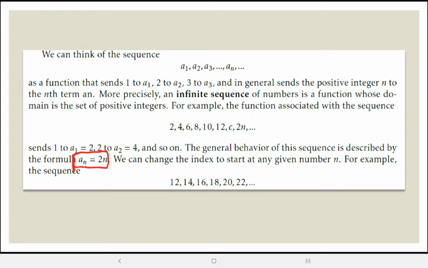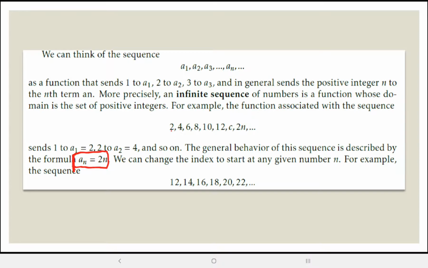Okay? So here we can change the index to start at any given number. For example, the sequence ito: 12, 14, 16. So parang in-adjust natin siya, no? So, what then do we do? Paano natin i-determine yung formula na to?